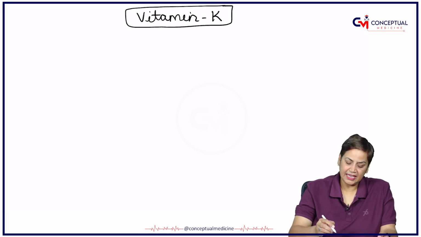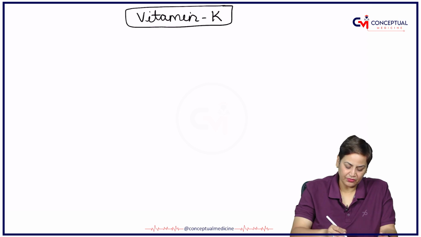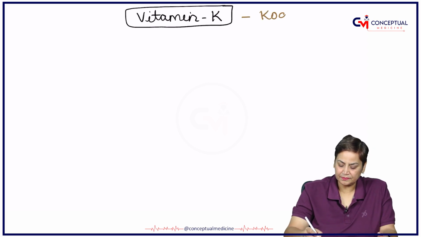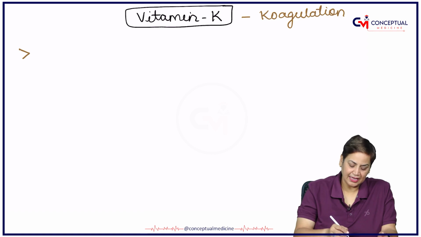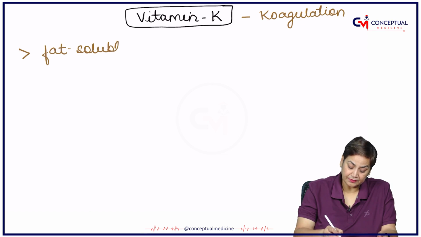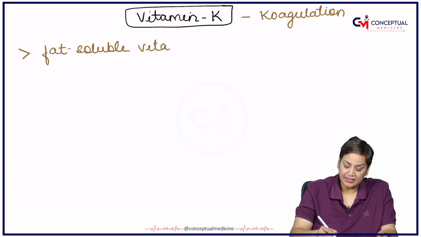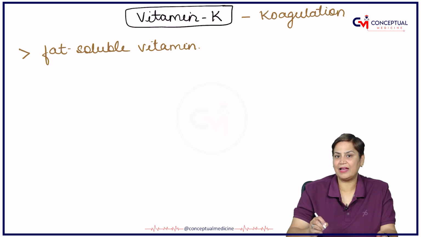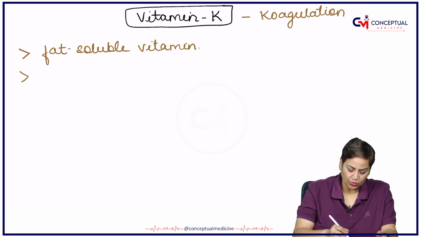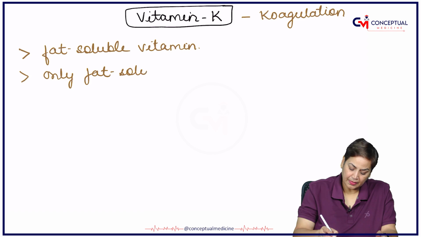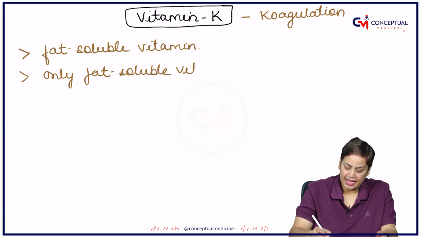Now, this K is actually derived from a German word, coagulation, and that is the function of vitamin K. Now, what are the features of this? Vitamin K is a fat-soluble vitamin, very important, and this is the only fat-soluble vitamin which acts as a coenzyme. So, the only fat-soluble vitamin acting as a coenzyme.